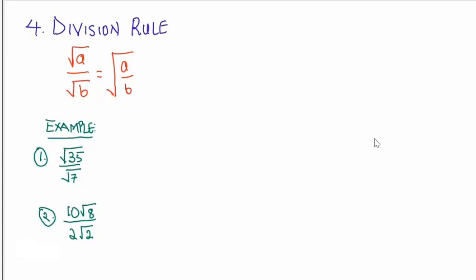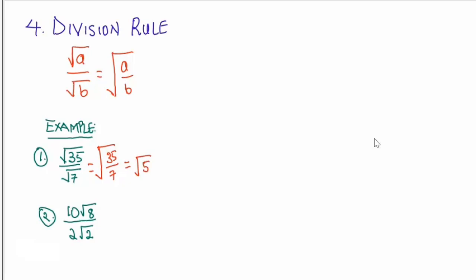Now, if we look at this example, we have the square root of 35 over the square root of 7. These two friends can choose to come together and share a single root. So we have 35 over 7, and 35 divided by 7, if you press that in the calculator, you end up getting 5.